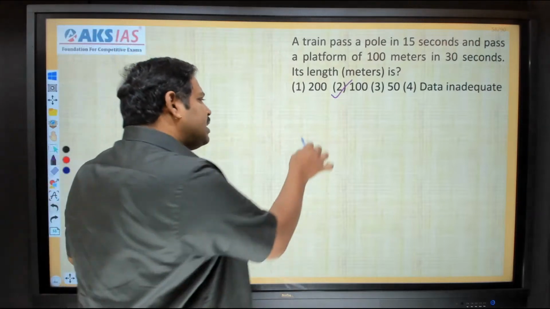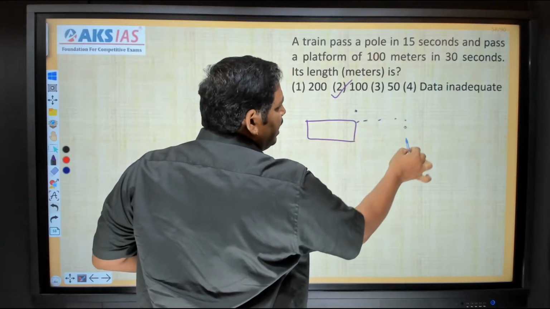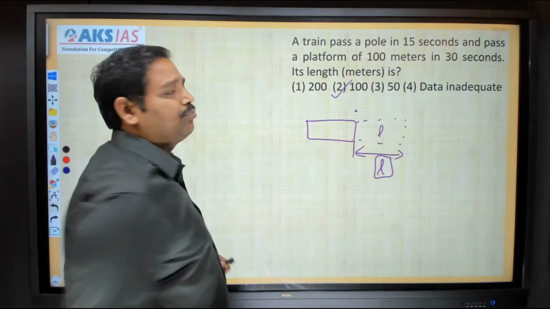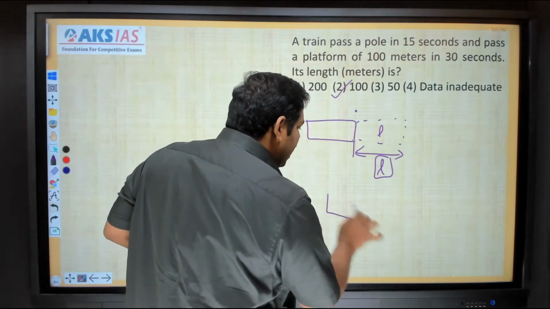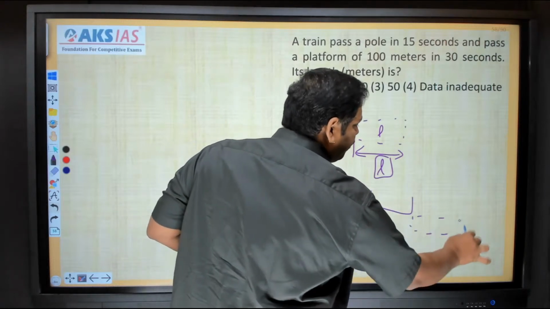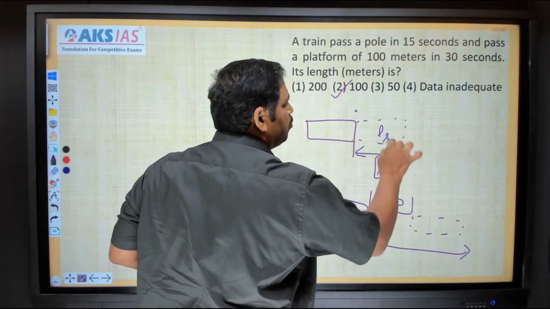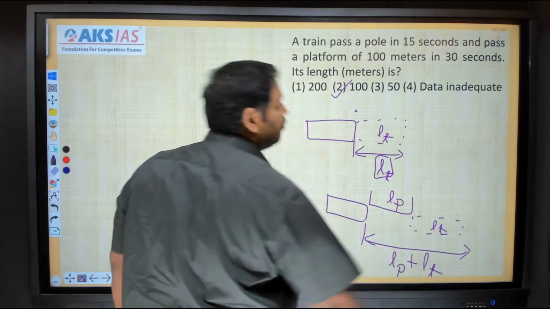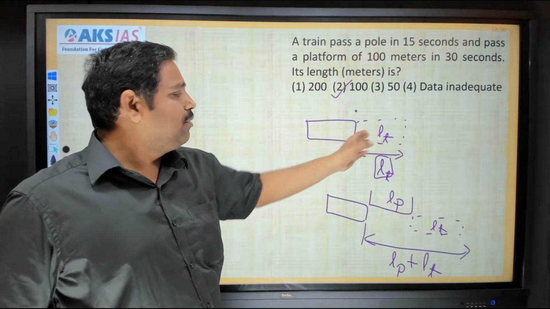So passing a pole means, assume this is my train and this is the pole, right? Passing means the train has to cover its own length. Is it correct? That is what we discussed in the basics. It has to cross its own length. Now, it is crossing a platform. So this is the train, this is the platform, right? That means the train has to cover the length of the platform as well as the length of the train, both, right? So LP plus LT. This is the point that we should cover. Now the point is, in 15 seconds it can cover the length of the train itself, right?